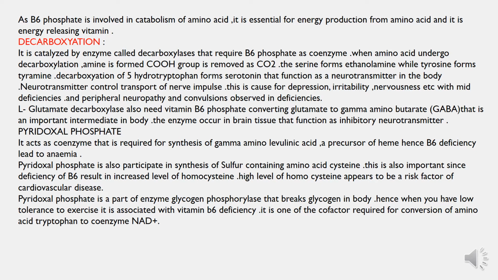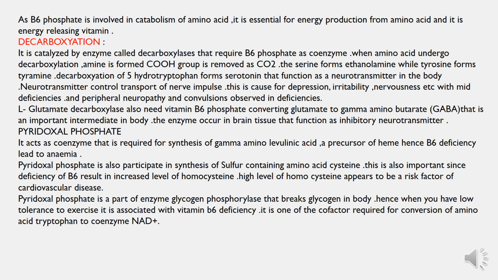Hence, B6 deficiencies lead to anemia. Pyridoxal phosphate also participates in the synthesis of the sulfur-containing amino acid cysteine, and this is also important since deficiency of B6 results in an increased level of homocysteine. A high level of homocysteine appears to be a risk factor for cardiovascular diseases.